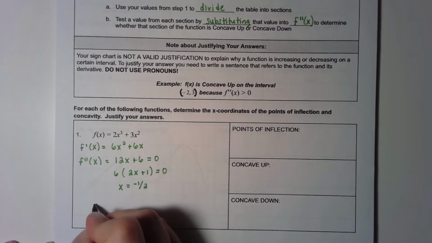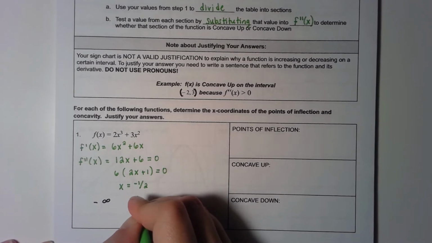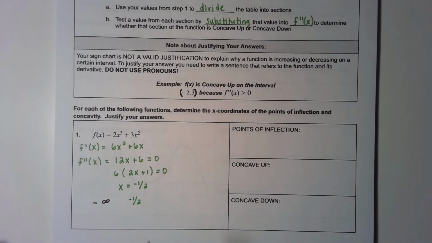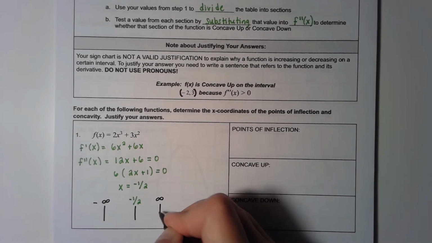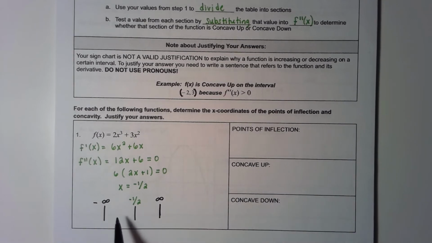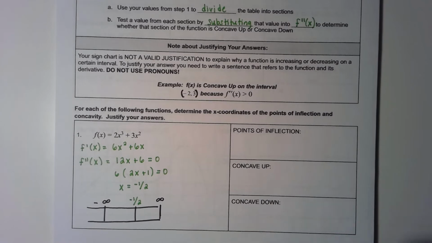So the beginning of my sign chart would be negative infinity, and then I'm going to put the number negative 1/2, and then I'm going to put positive infinity for the end. And just like I did with my first derivative stuff, those numbers become the dividing lines of the sign chart. Now this time, however, we're going to be plugging those values into the second derivative, not the first derivative.